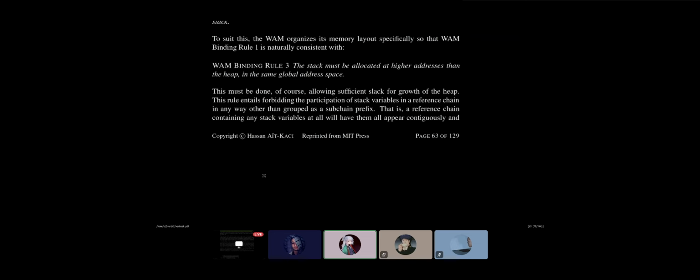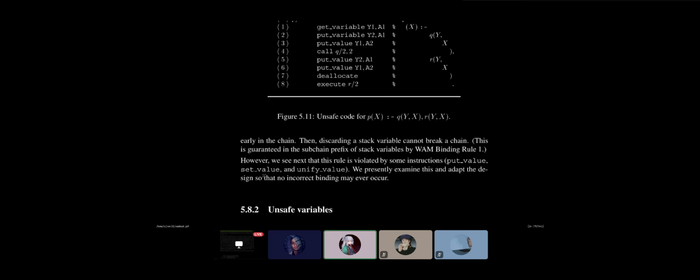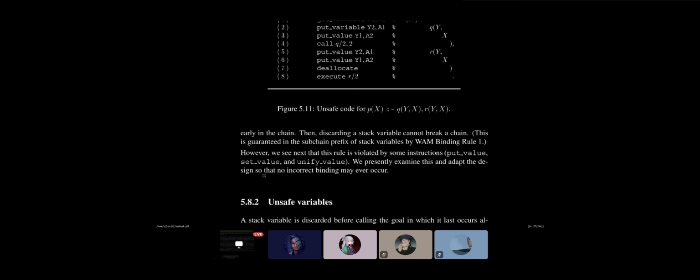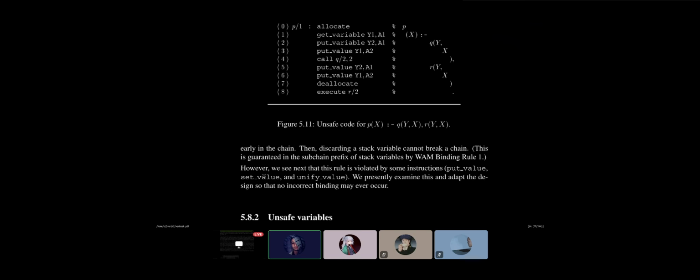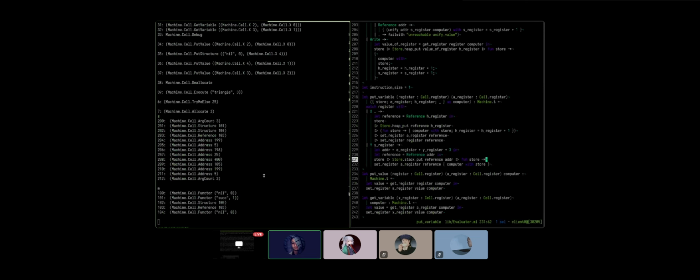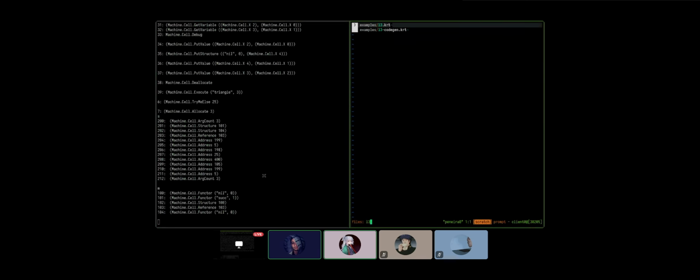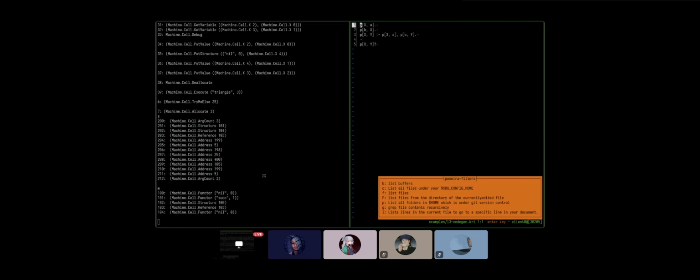A reference chain containing any stack variables at all will have them all appear contiguously and early in the chain. Wait. Let's put this example there. This put unsafe code. Let's see what happens. Allocate, get variable from a1 to y1. No, I mean in our stuff. Yeah, make an L3, true or something. Dot Karuta, and let's actually put that into the compiler and see the code generation. Okay.